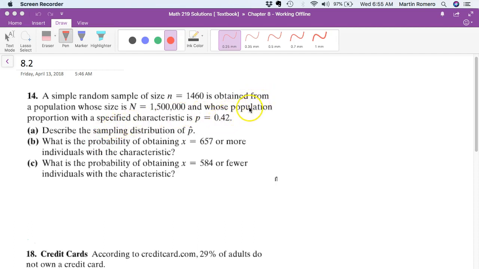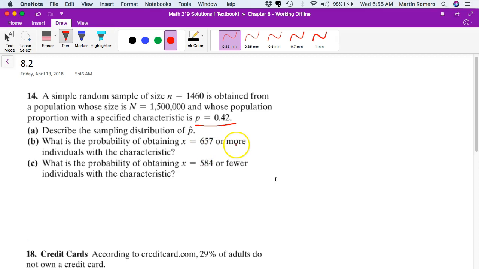Now in this problem, we don't have any specific situation. We're just reviewing the idea of the sampling distribution of a proportion. This proportion is with respect to some question that may have been asked, and 42% of the population believes that. So part A: describe the sampling distribution of p hat.